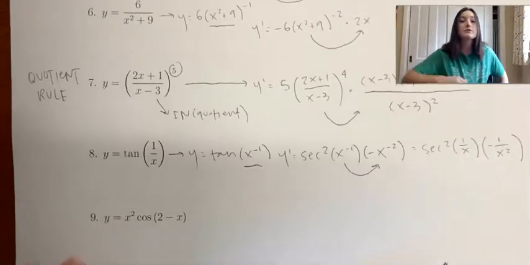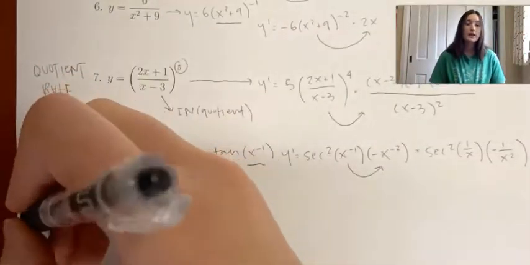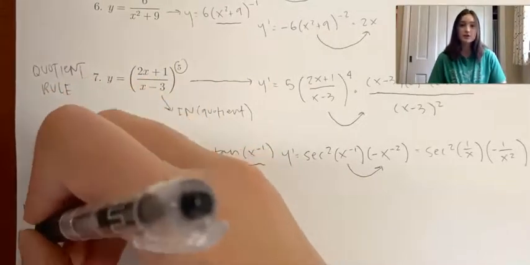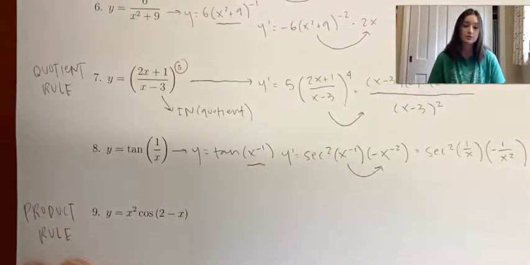Okay, so number 7 was a little bit tricky because we had the quotient rule within the chain rule. And then number 9 is a little bit different but it's also kind of a tricky one. You'll get used to them the more practice you do. But on this one, you're going to be using product rule.